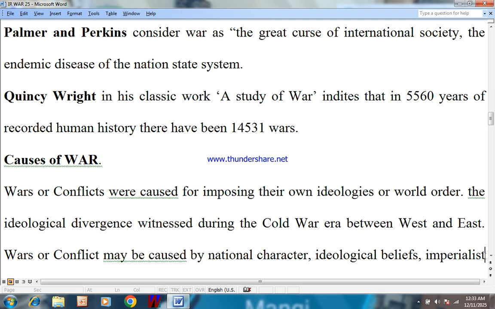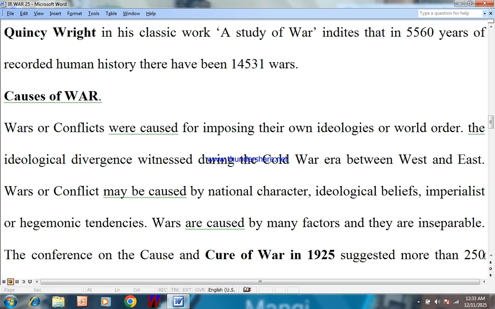Palmer and Perkins consider war as the great curse of international society, the endemic disease of the nation-state system. Quincy Wright, in his classic work, A Study of War, indicates that in 5,560 years of recorded human history, there have been 14,531 wars.